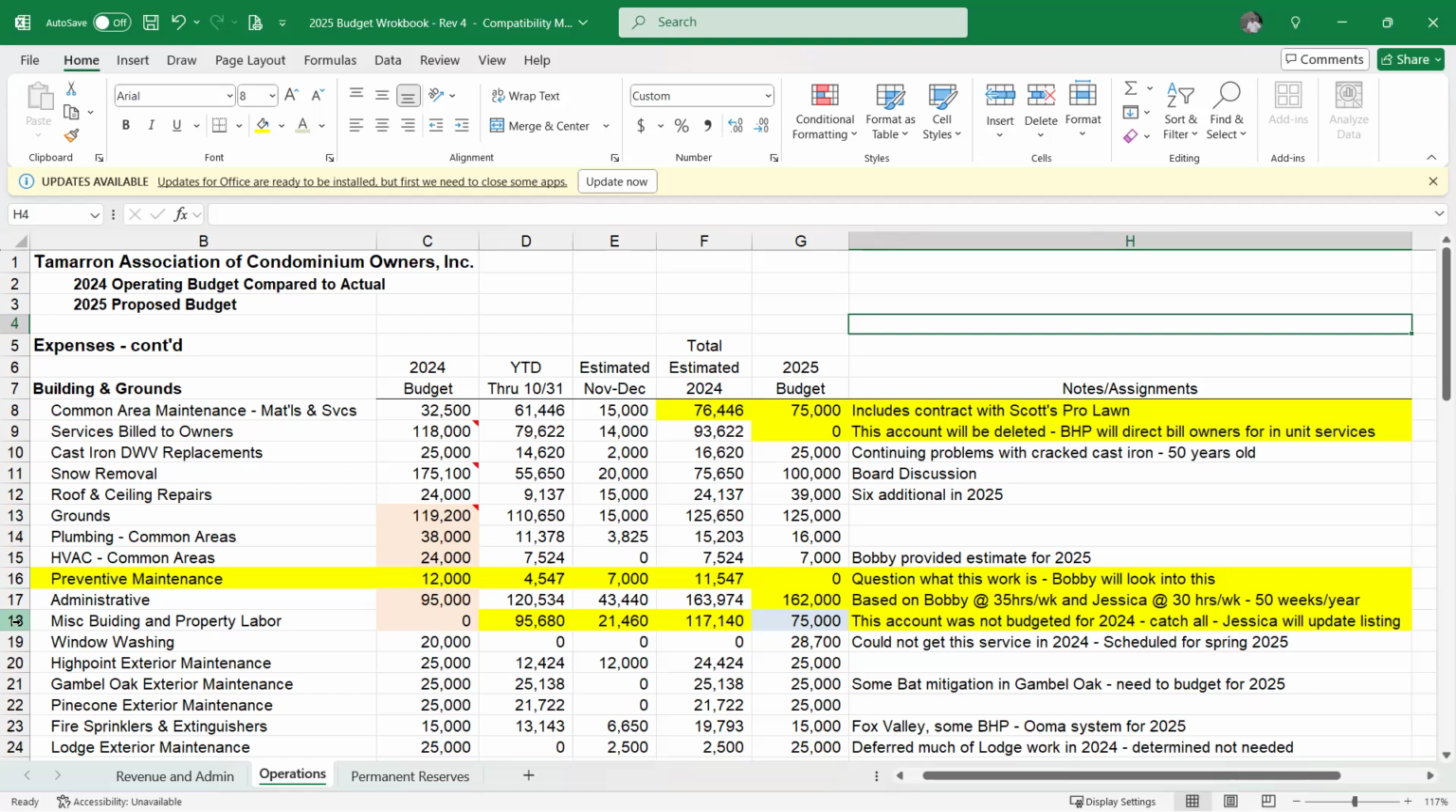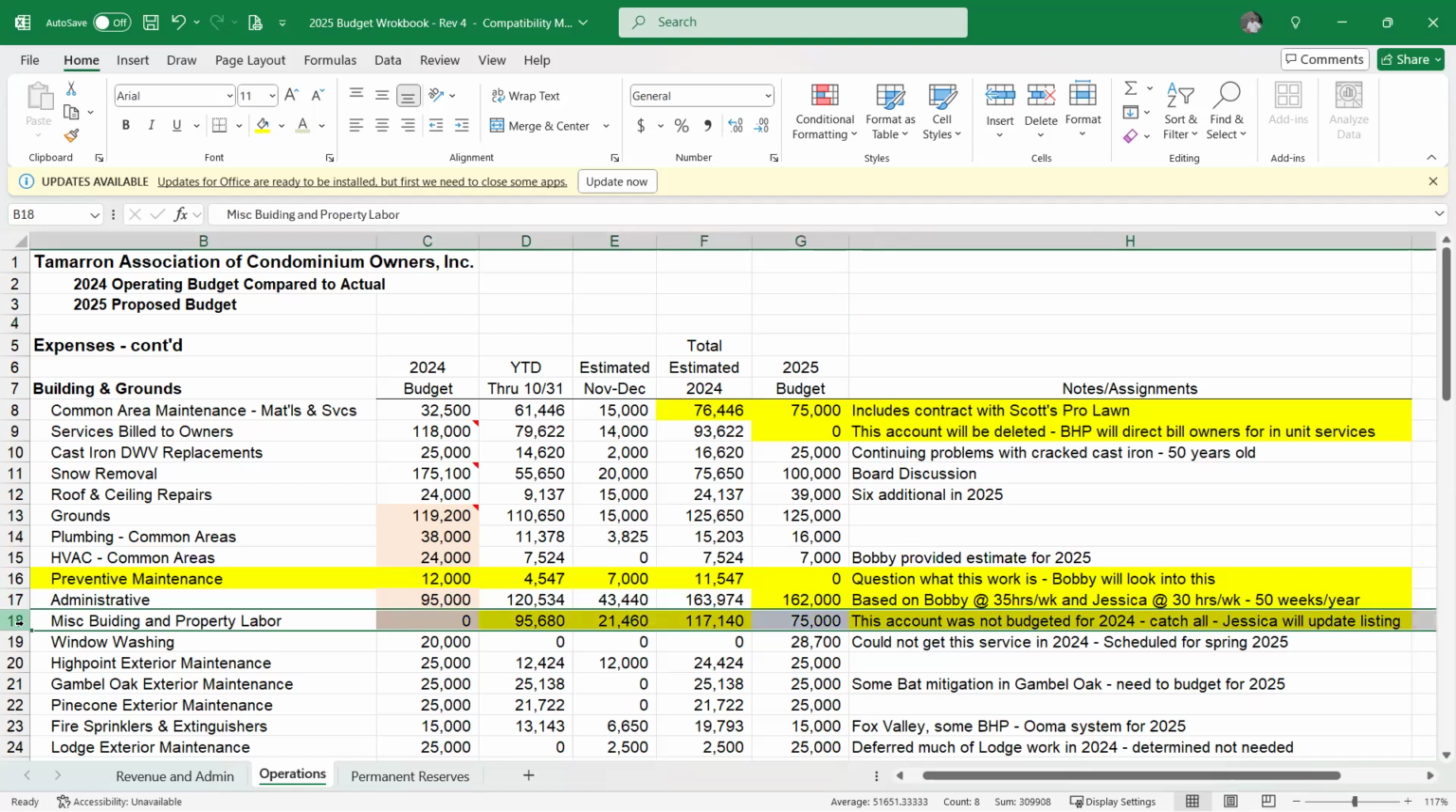Okay, Joe. All right, so miscellaneous building and property labor, this was not budgeted in 2024. Either we didn't consider or didn't think about all the little things that go on around the property. For example, I know Jessica compiled a very long list, and I have it, but I don't have it in front of me, of what went into this.